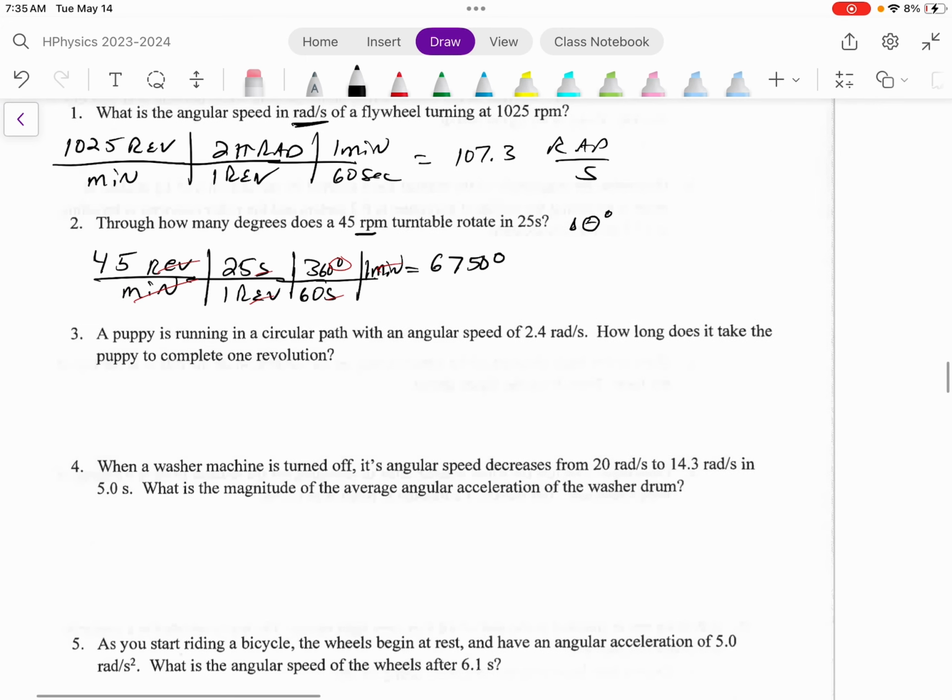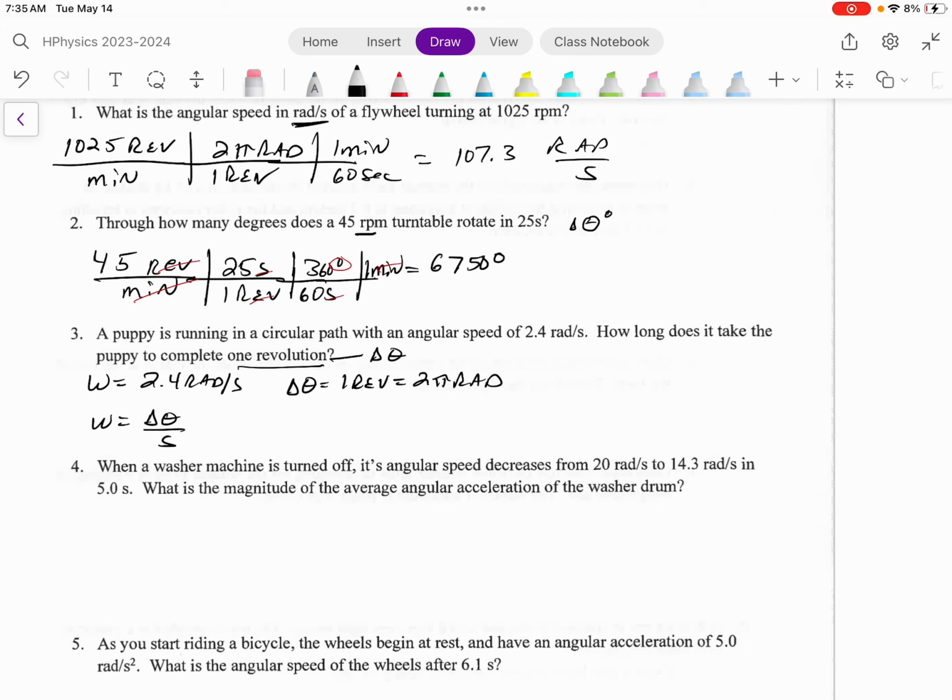We've got a puppy that's running in a circular path with an angular speed. So we've been given omega. Omega is 2.4 radians per second. How long does it take the puppy to complete 1 revolution? So omega is equal to change in theta over time. What they're asking for is, they gave you 1 rev, that is the delta theta. They just gave it to you in units that we're going to have to convert. So delta theta they gave me was 1 rev, which equals 2 pi radians.